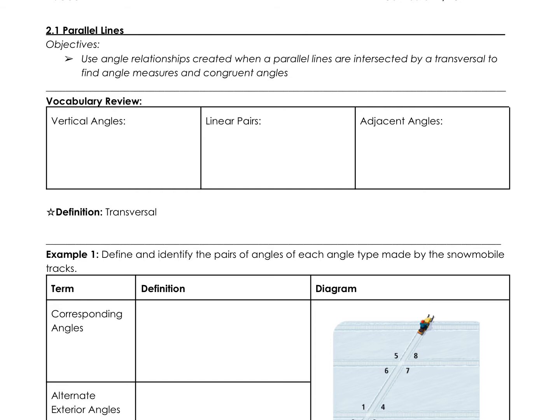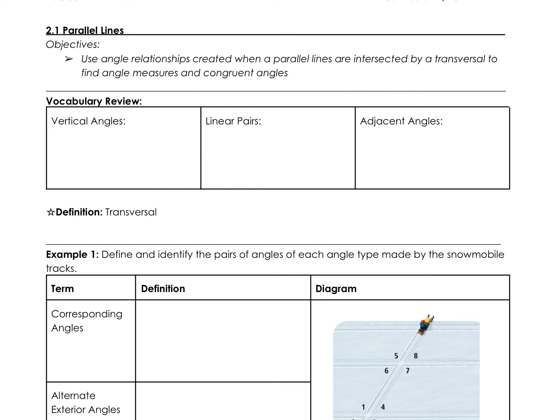2.1, which is the first section in chapter 2, and the title of the section is parallel lines. I know that you've probably heard about parallel lines before or seen them. When I ask students what are parallel lines, normally they'll say something like, well, they're lines that never cross or never intersect, and you're correct.